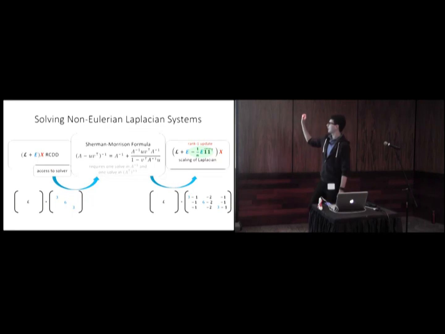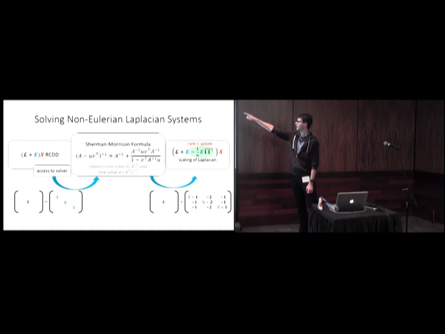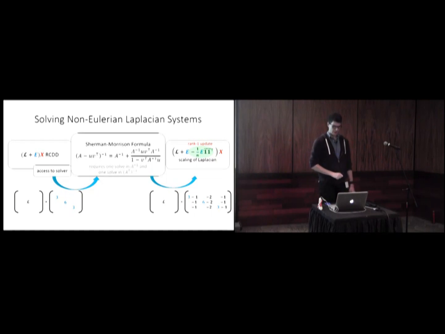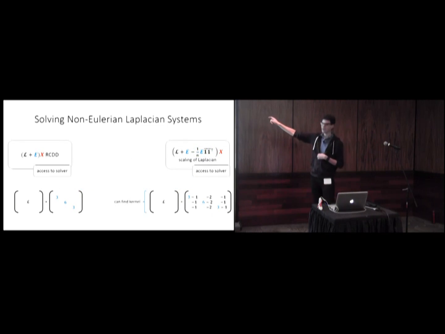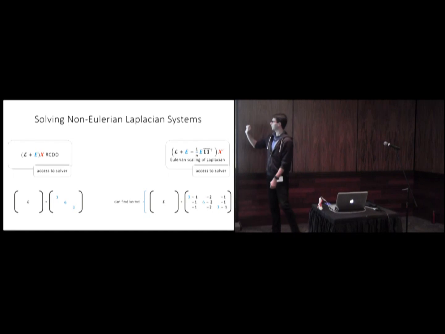So via the Sherman-Morrison formula, we know that we have a solver for this new linear system involving the sum of these 2 Laplacians. Therefore, if I have a solver for it, I can compute its kernel. And by computing its kernel, I also get the diagonal scaling x prime that makes this Eulerian. So this is going to be Eulerian. And because it's Eulerian, it's also going to be RCDD, just by definition.